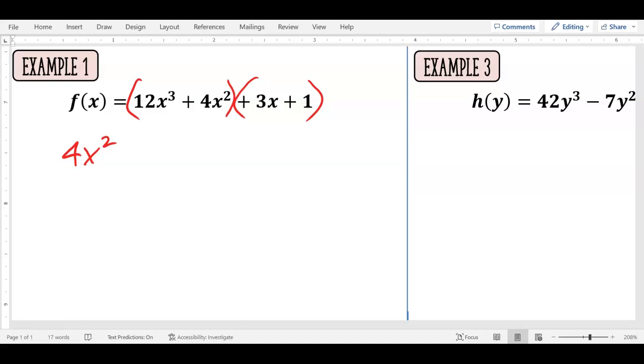Now, here's what we do next. I need to figure out what's left over in the parentheses. So when I divide 12 by 4, what's left over? 12 divided by 4 gives me 3. Stop. And then x cubed, if I have 3 x's and I'm taking away 2 of the x's, how many x's are left over? 1. So x to the 1 power.